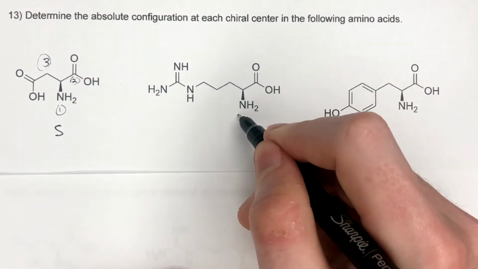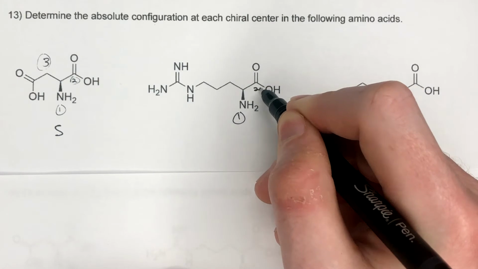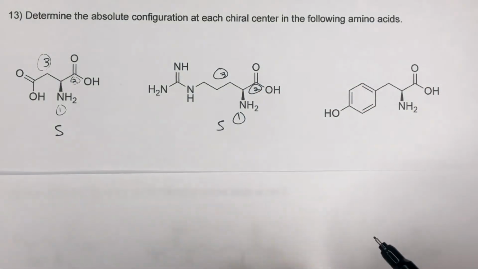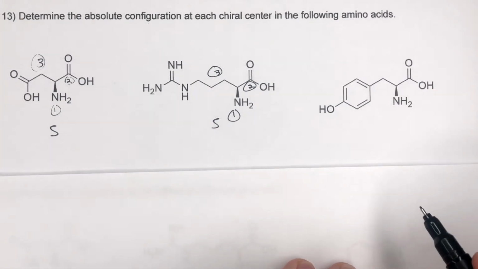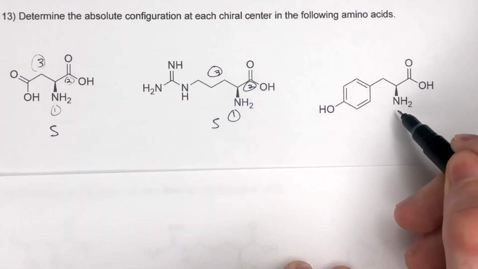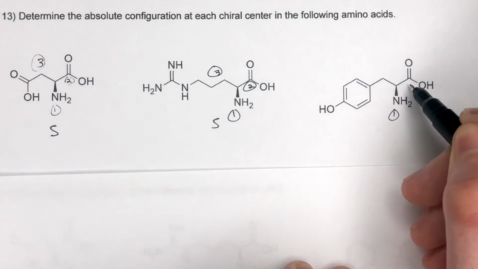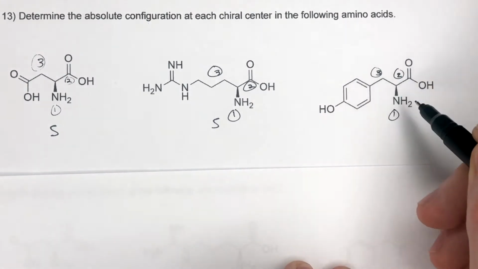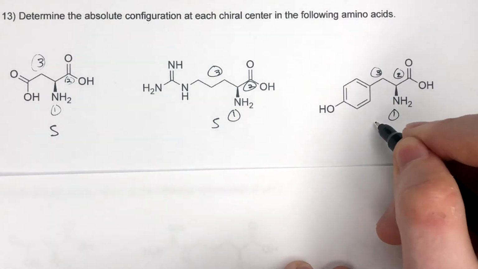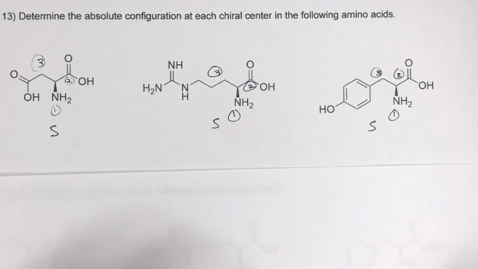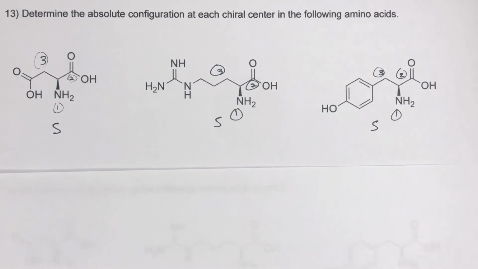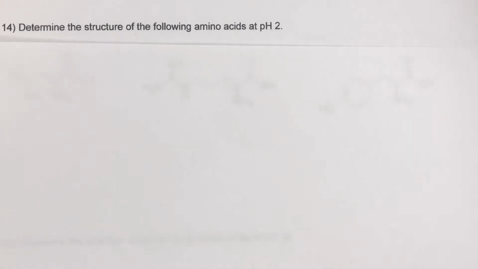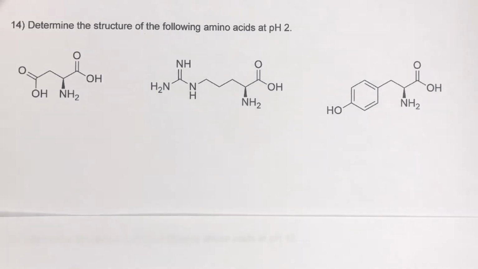Okay, move to the next one, same thing. Nitrogen gets the highest priority, then this carbon, then that carbon, that looks like S. The hydrogen's in the back, so it is S. Okay, next one, nitrogen, highest priority. Carbon here bound to three oxygens, next priority, then that carbon. Counterclockwise, looks like S. The hydrogen is in the back, so it is S. All right, that is that one. Moving on to question number 14.